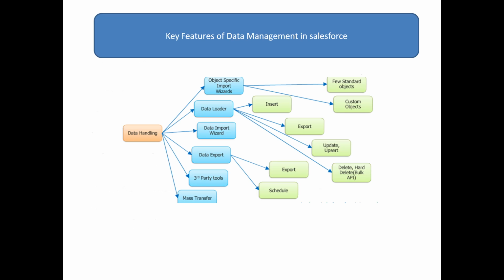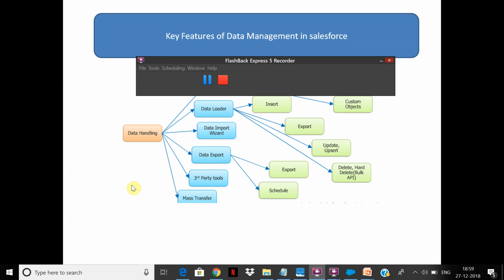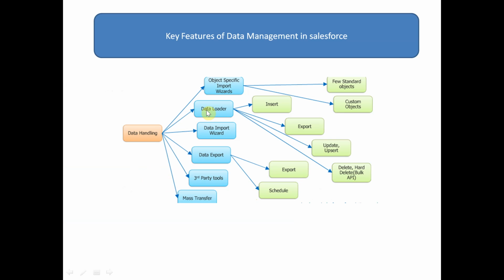So some of the key features of data management in Salesforce. With the object specific import wizard, specific standard objects' data can be imported, and some custom objects. With the data loader, you can do insert, export, update, upsert, delete, and hard delete. And then you have data export. There are limits with each of these. Up to 50,000 records you can do with the import wizard, up to 5 million records with the data loader. If it exceeds that, then you need to use AppExchange apps or third-party tools. And there is a mass transfer of ownership or approvals, if you want to do that.